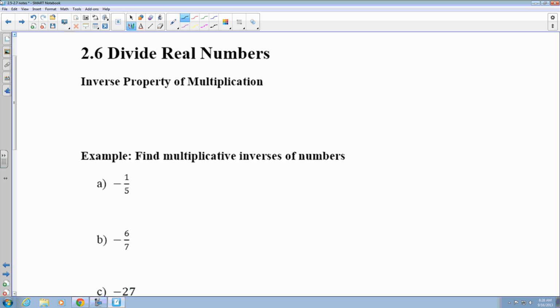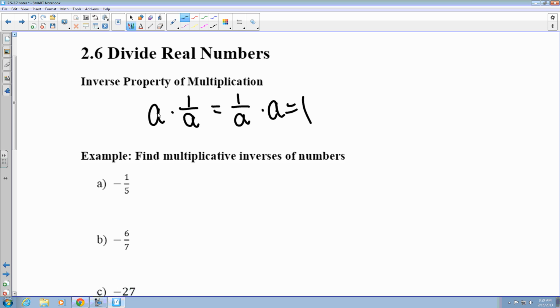Alright, today we're going to do section 2.6, dividing real numbers. Believe it or not, it's just as easy as multiplying real numbers. First we're going to start with the inverse property of multiplication: the fact that a times 1 over a is 1.